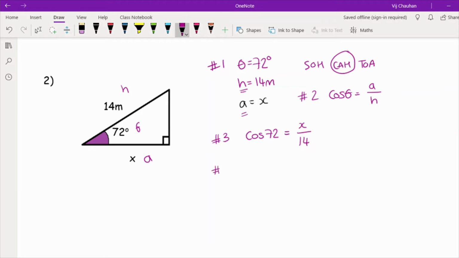For step 4, all I need to do is get rid of the 14. How do I do that? I do that by multiplying. So I'm going to type in 14 times cos 72 equals x. Again, as I've been given the hypotenuse in this question, I'm looking for an answer that's going to be smaller than 14. So if I type that into my calculator, 14 times cos 72, with the 72 in brackets, what I'm typing here should be exactly what you've written on your calculator.